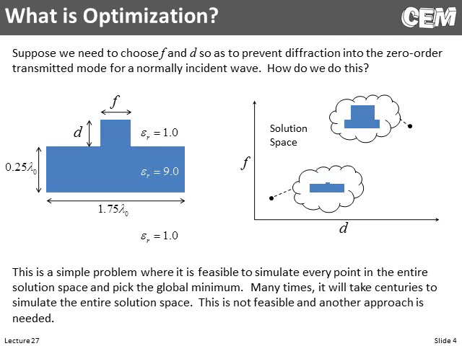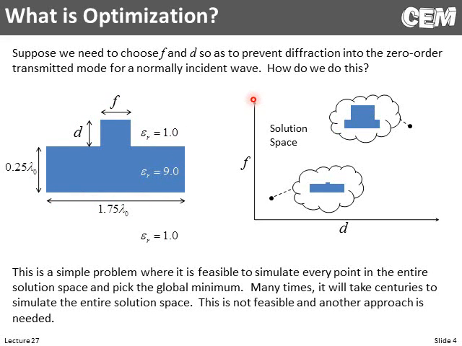So first, what is optimization? Well, let's say we have a diffraction grating, and what we want to do is prevent any diffraction into the zero order transmitted mode. So we have an incoming wave, and it diffracts into potentially a bunch of different directions, and we have a zero order mode. We want all of the power to go into those higher order modes and not the zero order mode. And we want to do that just by adjusting the depth of the grating and the duty cycle of the grating. So D and F. Everything else, for some reason or another, is fixed.